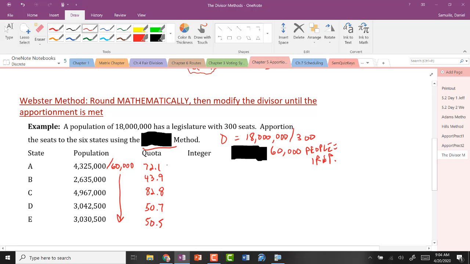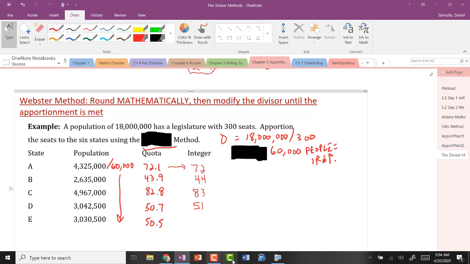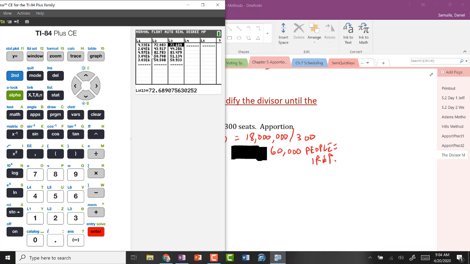So here's the first difference with Webster, and you just have to have these memorized, our little game that we play. This rounds to 72. This one, this is where the difference comes into play. This one rounds to 44. This one rounds to 83. This one rounds to 51. You know what? I'm going to check that 50.5, because if that was 50.4 something, then that would actually go down to 50. Nope, it was 50.508. So be careful on that.